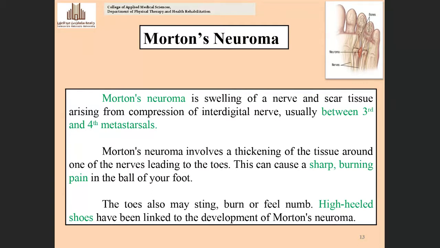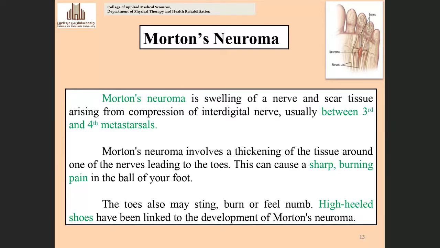So we used to say the compression of the ulnar nerve at the epicondyle, or compression of the median nerve, or compression of the common peroneal nerve at the fibula. In the same way here, the interdigital nerve is compressed between the third and fourth metatarsal bones. A good example is carpal tunnel syndrome, where the median nerve is getting compressed by the flexor retinaculum. Same way here the interdigital nerve is getting compressed.